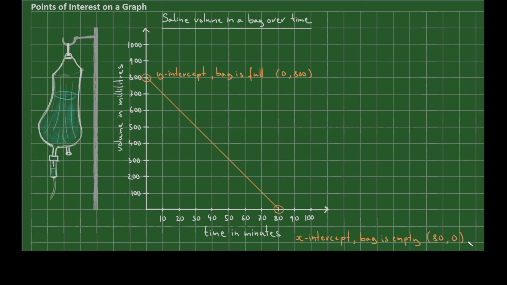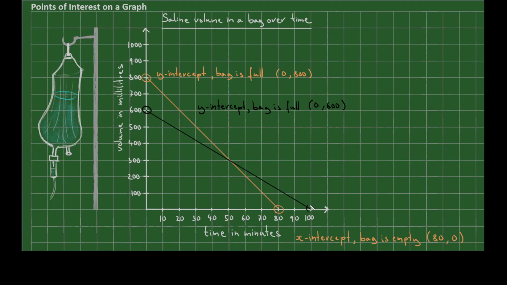Suppose that there is a second bag of saline solution, and when we plot its volume versus time, we end up with the following line. Once again, we have an x and a y-intercept. The y-intercept is at time 0, and again, this is the moment in time when the bag is full. The coordinate for the y-intercept in this case is 0, 600. So this second bag of saline is smaller. It contains less volume, only 600 milliliters.